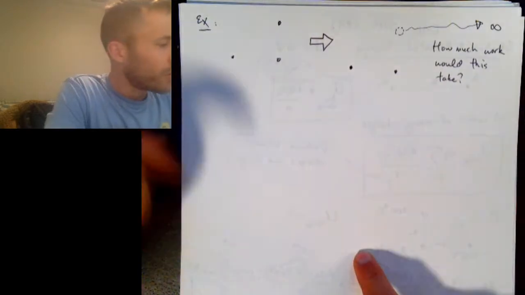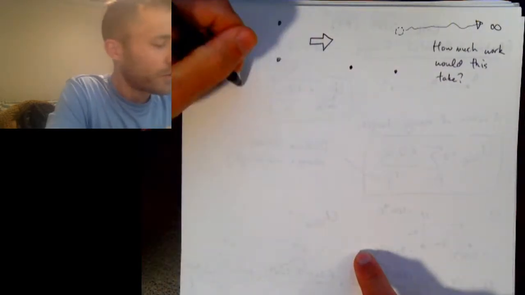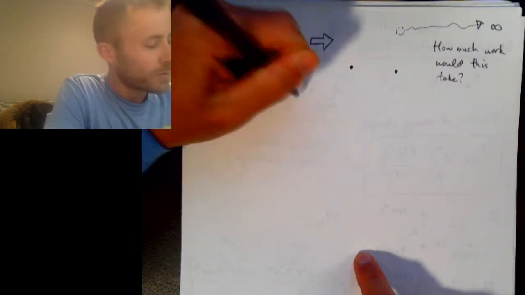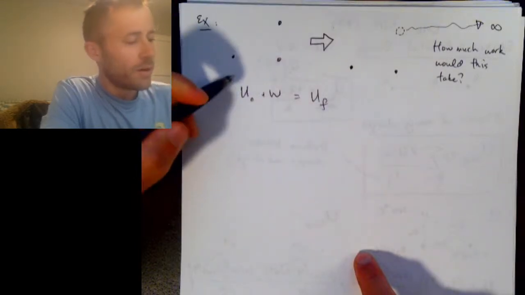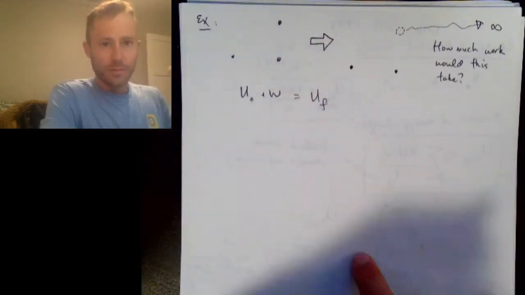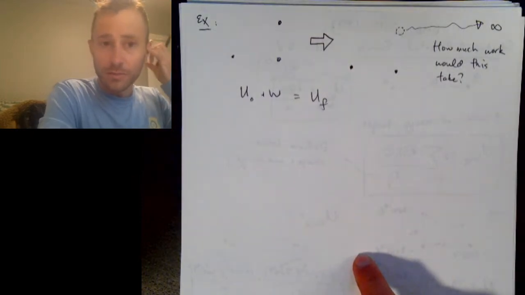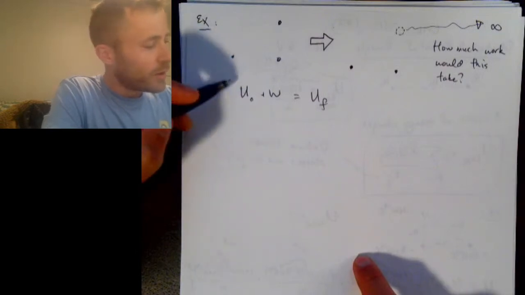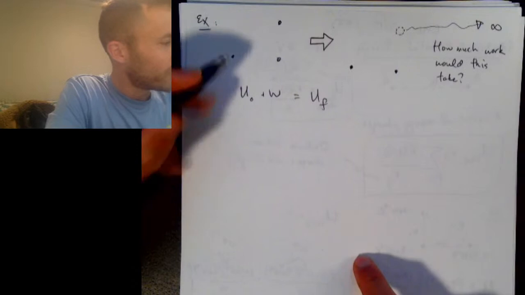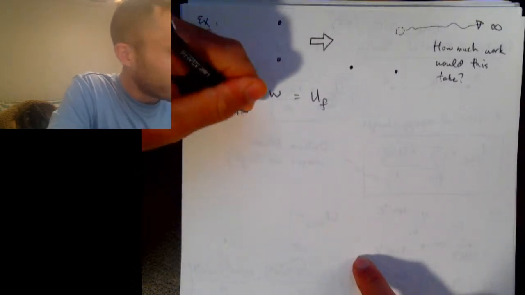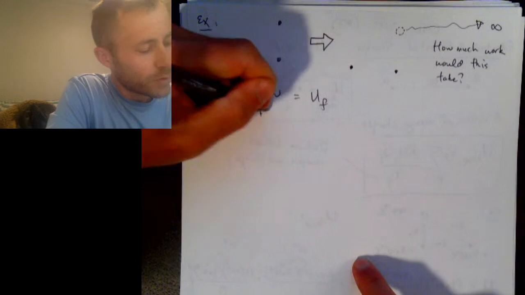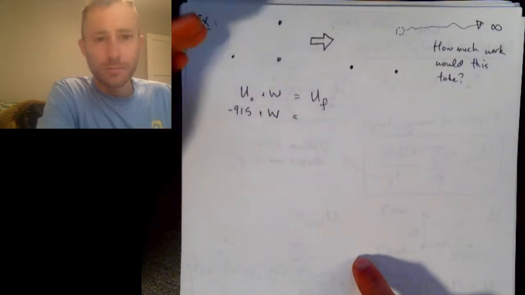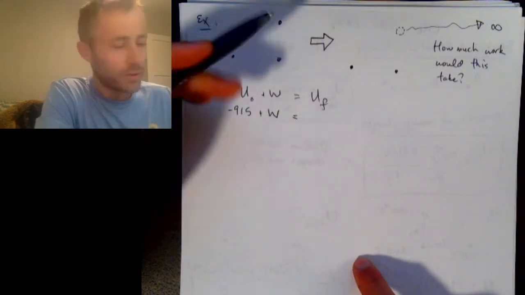I'm going to use the equation from last time. So we have U initial plus work equals U final. This is the same system that we just did, so I'm not going to redo the calculation. I know that the initial energy was negative 915 joules. I'm trying to find the amount of work done. So now I have to find the final total electrical potential energy of this system.